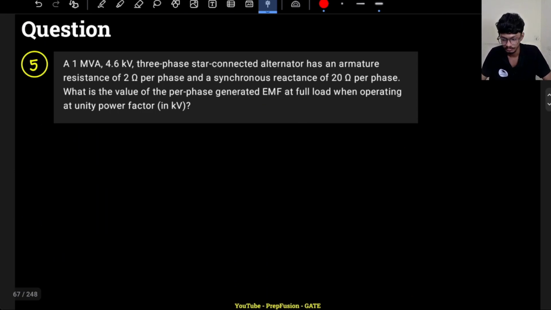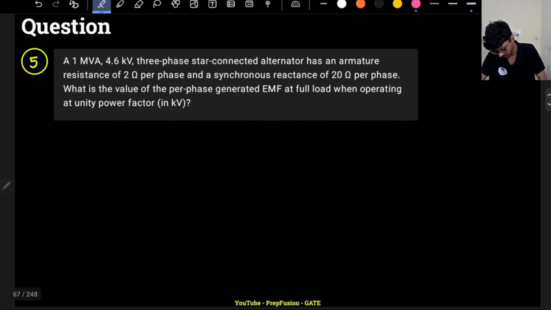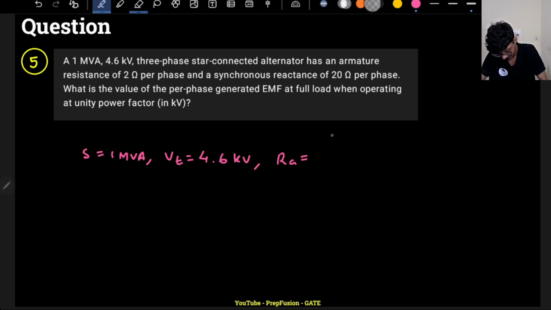Now let's solve the last question of today's lecture. A 1 MVA 4.6 kilovolt... So the S rated is 1 MVA and the terminal voltage is 4.6 kilovolts, has an armature resistance Ra equal to 2 ohms and synchronous reactance Xs is equal to 20 ohms. What is the value of the per phase EMF at full load operating at unity power factor?